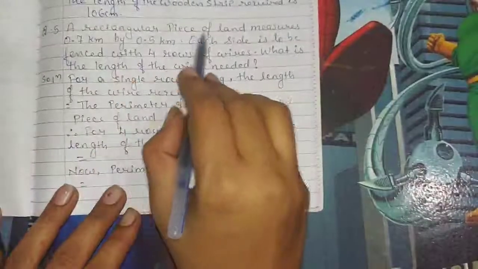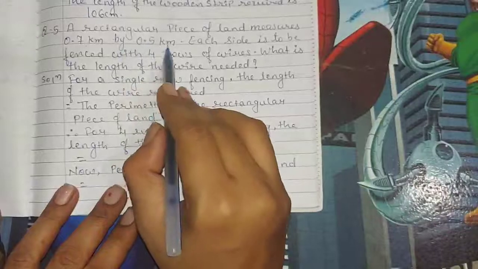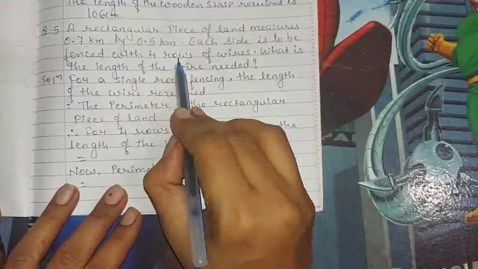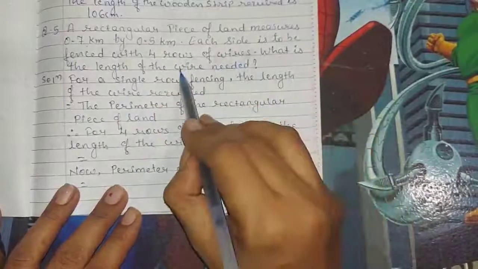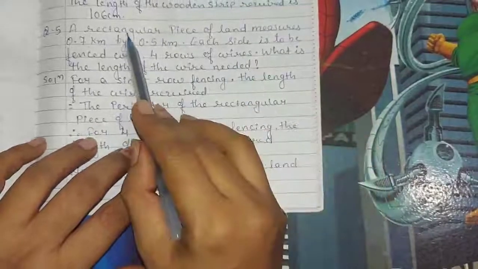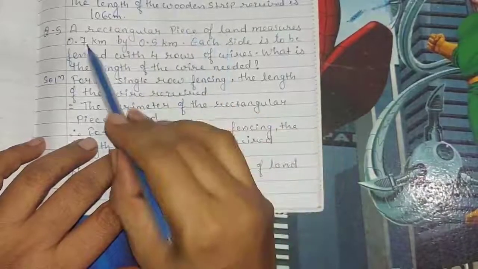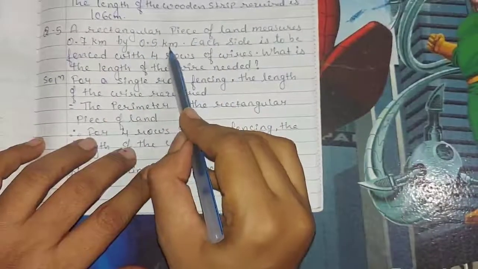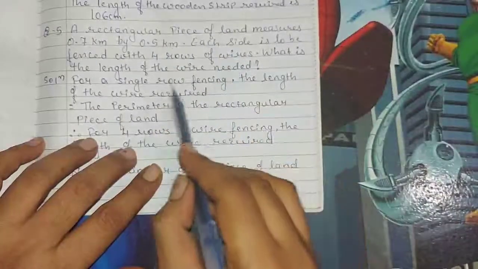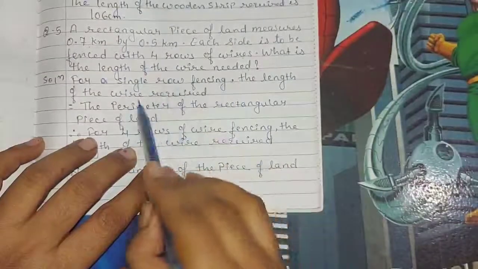Question number 5. A rectangular piece of land measures 0.7 kilometer by 0.5 kilometer. Each side is to be fenced with 4 rows of wires. What is the length of the wire needed? First of all, let us understand the question. A land is a rectangular shape and the measurement of the land is 0.7 kilometer by 0.5 kilometer. Now, on this rectangular shaped land, each side is fenced with 4 rows.